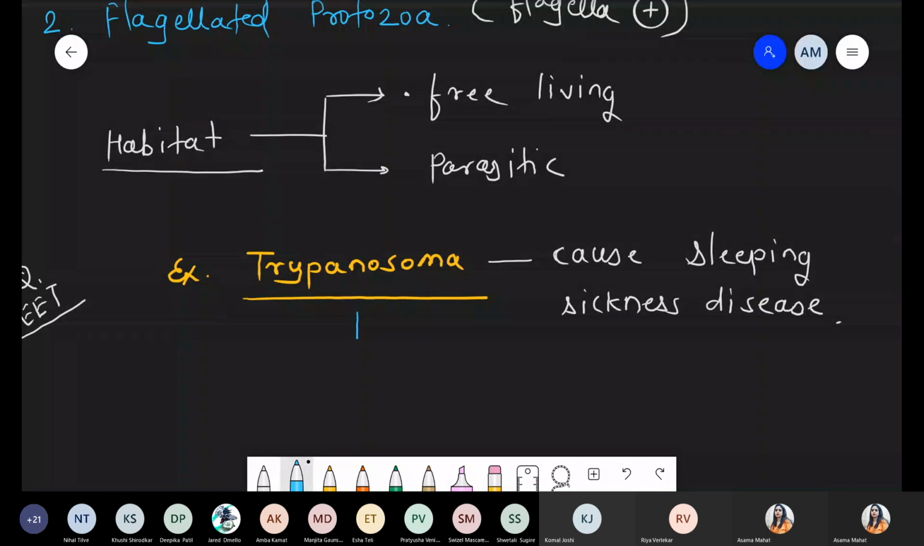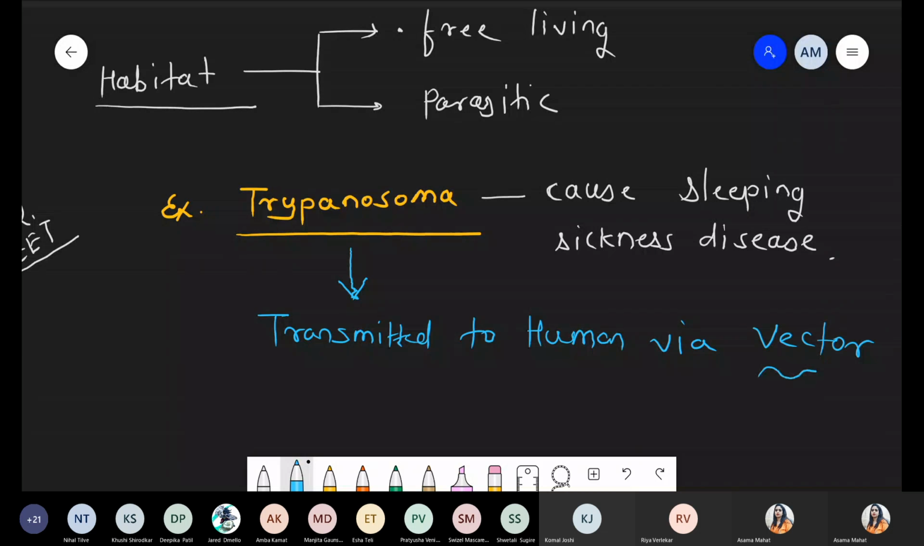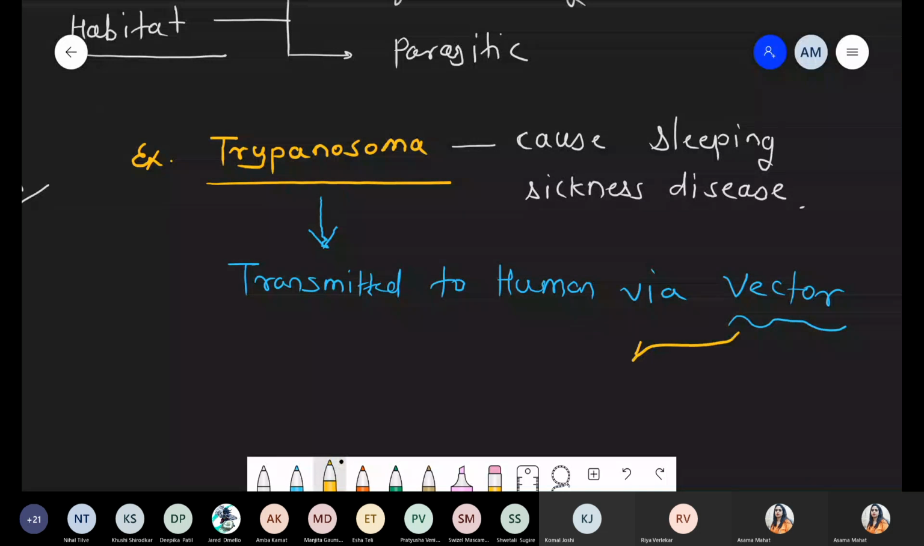For the transmission of some of these parasites, there is a transmission of some spores, different types of spores. How are they released? With the help of a vector. So these Trypanosoma are easily transmitted to humans via a vector. We are talking about a vehicle, not the physics vector. The vector is the vehicle that carries that particular disease-causing agent: flies.